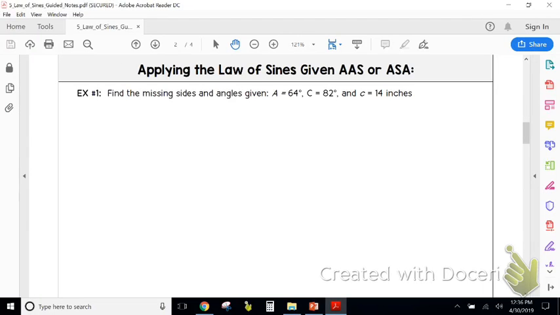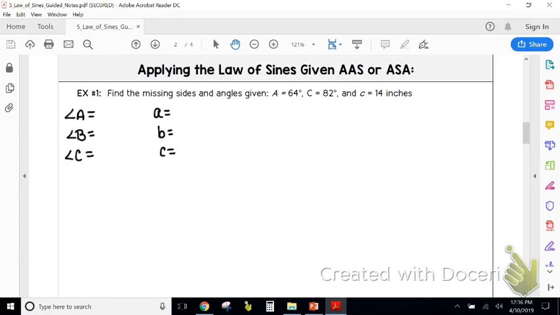So example 1 says to find the missing sides and the angles given. They told us that angle A is 64 degrees, angle C is 82 degrees, and side C is 14 inches. So what I do to do this is I make a chart. So angle A, angle B, angle C, side A, side B, side C. And I fill in what they gave us.